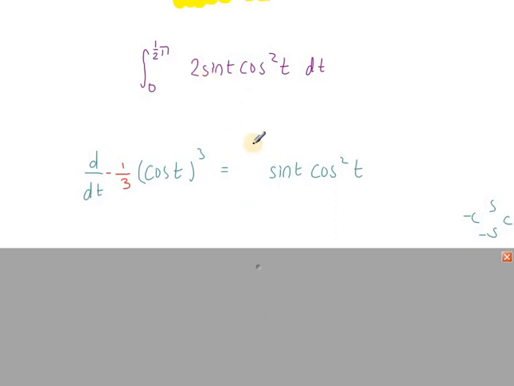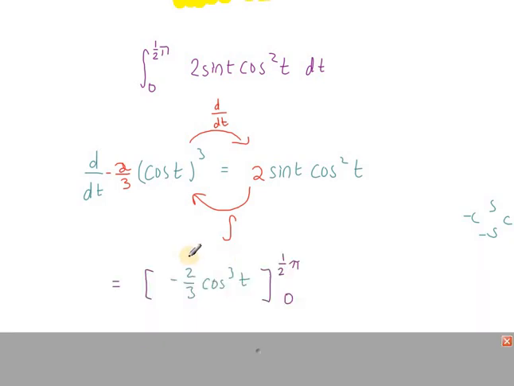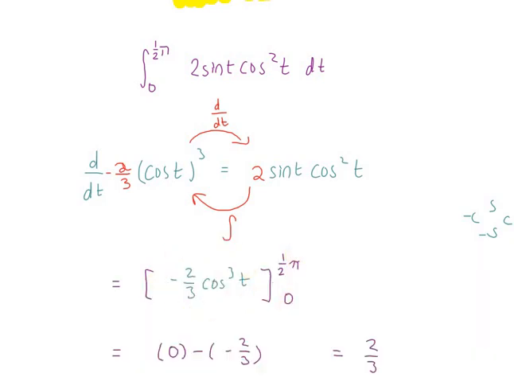And now I'm still missing a 2 on this side, so I multiply both sides by 2. If I differentiate this, I get 2 sine t cos squared t, so differentiating in this direction is the same as integrating in this direction. So integrating this will give minus 2/3 cos cubed t, like so. Put the limits in and simplify.